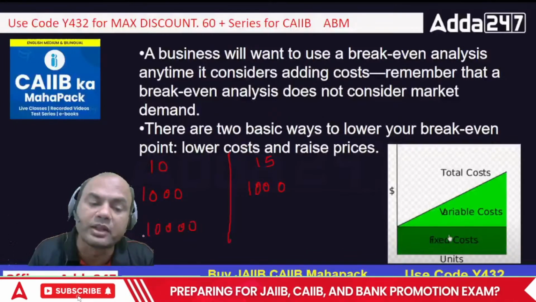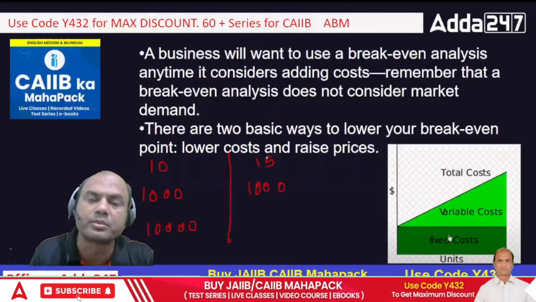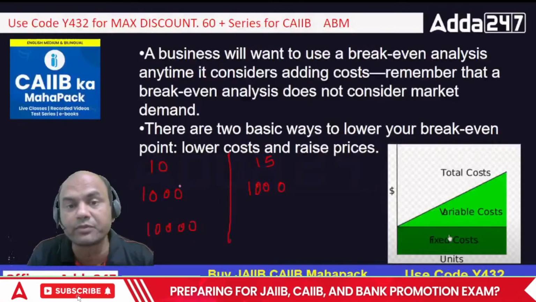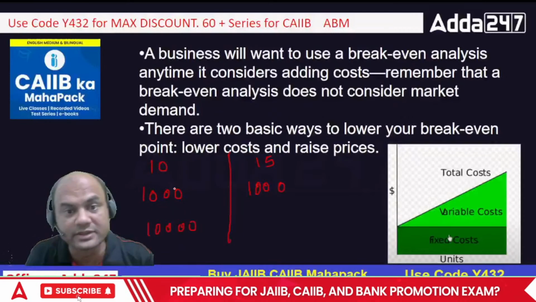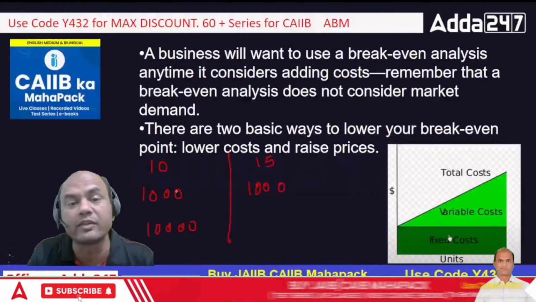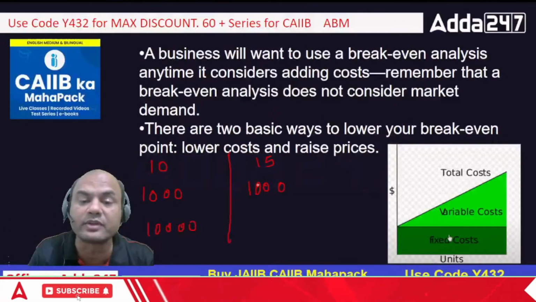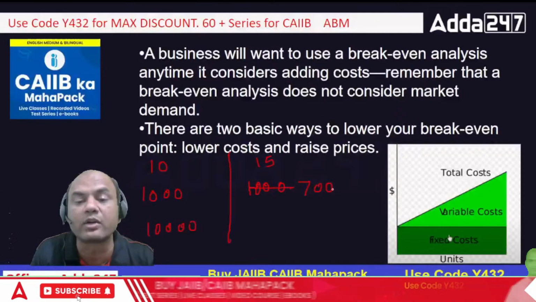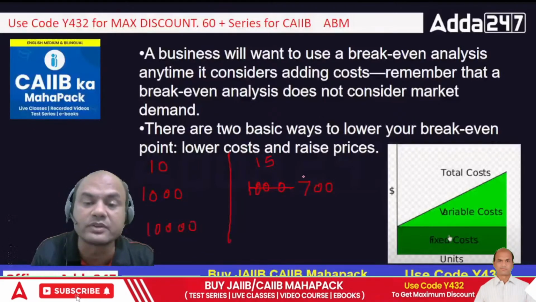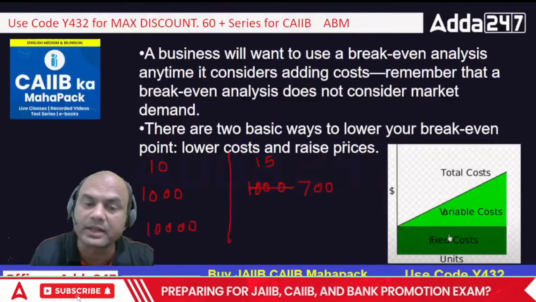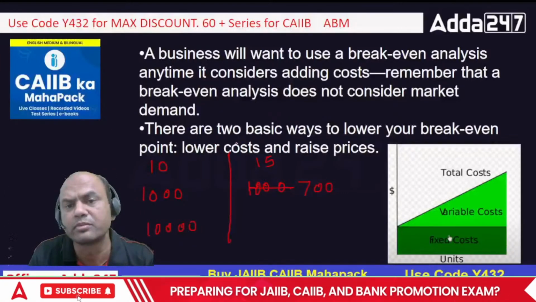If I have to earn 10,000 using 15 rupees, I'll need to sell a lesser number of goods, right? 15 nines are very high. 15 eights are, 15 sevens are, isn't it? Roughly, 15 sixes are 90, 15 sevens are 105, roughly 700 goods. I need not sell 1000 goods at rupees 15. I need to sell only 700. So I'll break even faster, isn't it? So raise the prices or reduce the costs. Both the things are available.